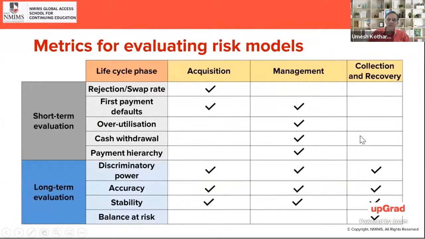So your model evaluation is both short-term and long-term. In the case of acquisition, you have rejection rates and first-time defaulter payments. Then you have the long-term model evaluation, which is discriminatory accuracy and stability. In management, pretty much all of these are in place because you have to do that on a day-to-day basis. Collection and recovery usually is a long-term measure, and that is when the long-term model evaluation needs to work in this particular setup of the customer.